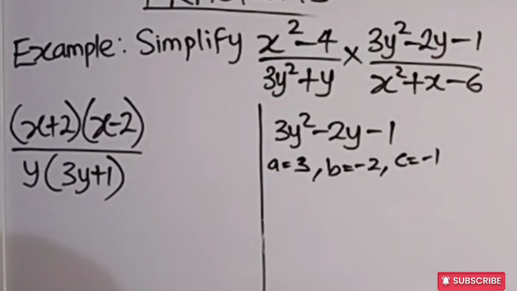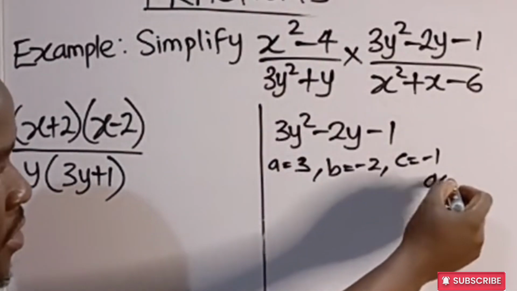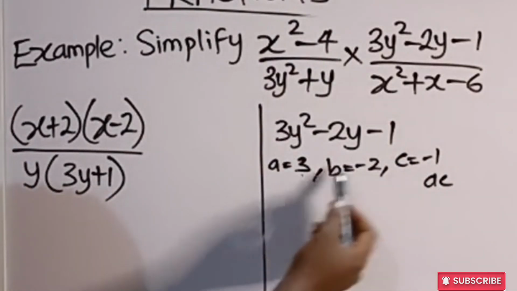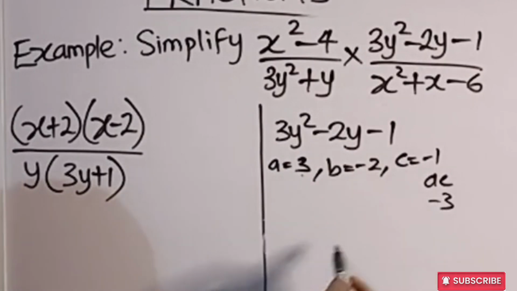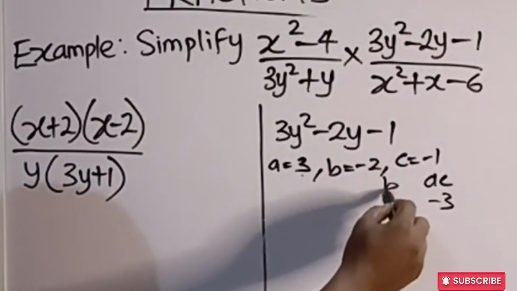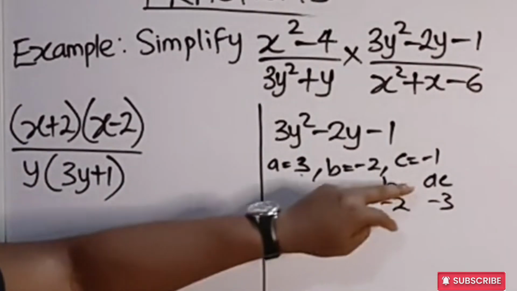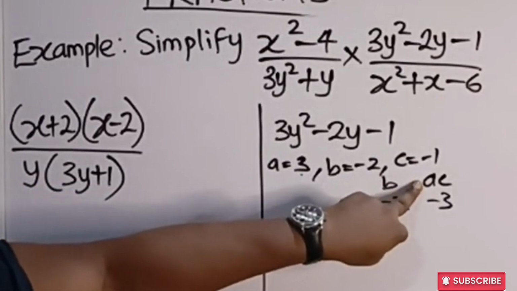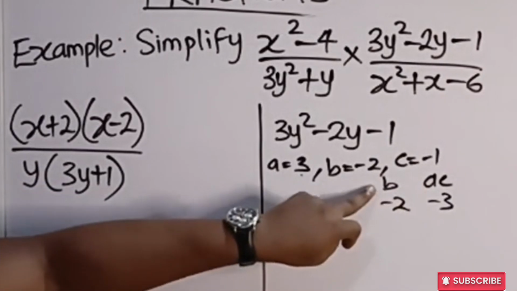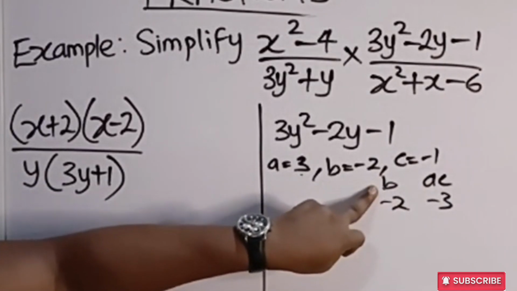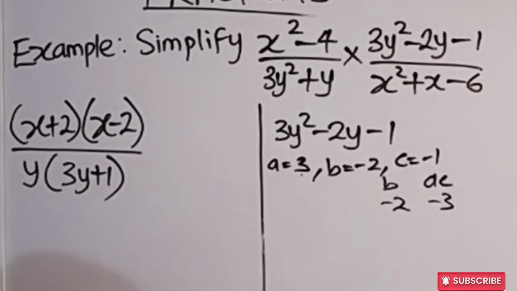So we're going to look for two numbers that will multiply themselves to give us ac. And we know that ac is 3 multiplied by minus 1, which is minus 3. And our b is minus 2. So we are going to look for two numbers that will multiply to give us ac, and those same two numbers should add up to give you b.